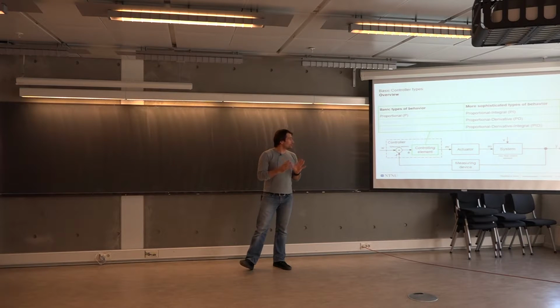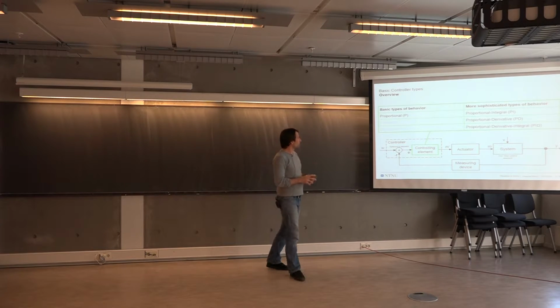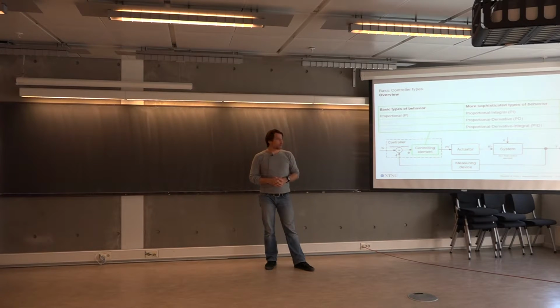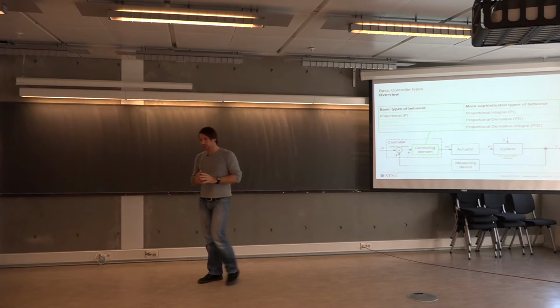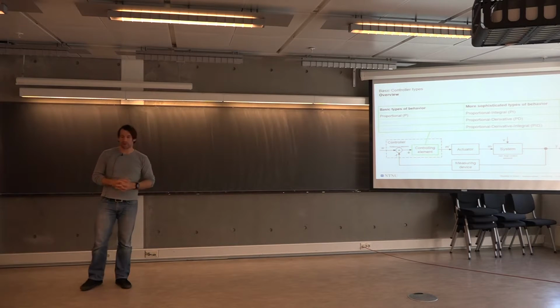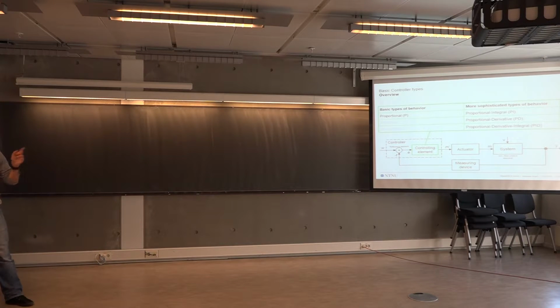There are two different categories. There are basic types of behavior, most importantly the proportional controller. And then there are more sophisticated types of behavior, the right-hand side of this table, which are basically just a combination of the three on the left-hand side. And we will now go through these individual controlling elements, and we will use some examples to better understand that.